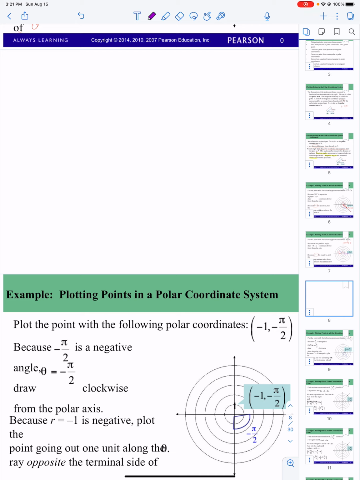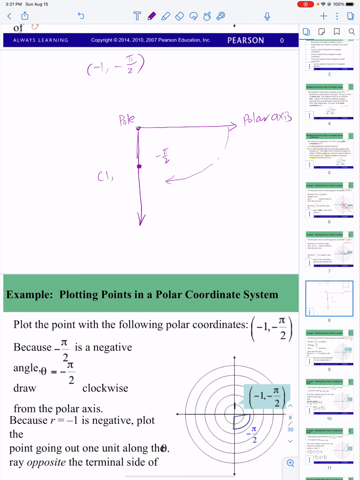Okay, so what will we do? We want to graph (-1, -pi/2). So first thing, what should we do? This is the pole. This is the polar axis. For -pi/2, you go clockwise, so it's going right here. This is -pi/2. And then you choose 1 here. So what is this point? It's (1, -pi/2). You with me? So this point is (1, -pi/2).